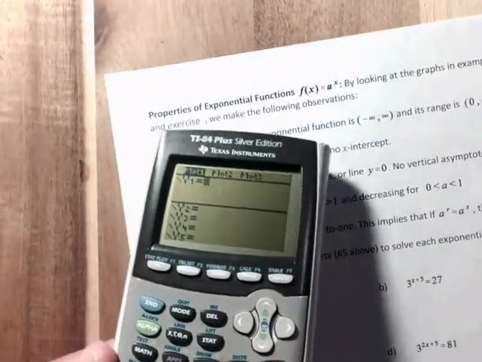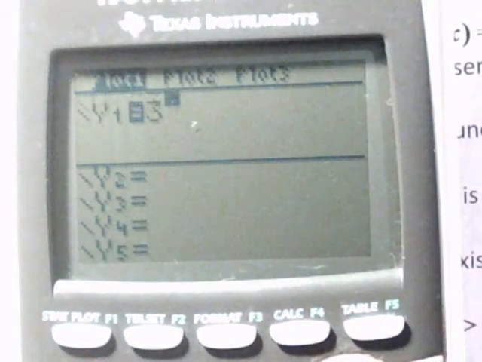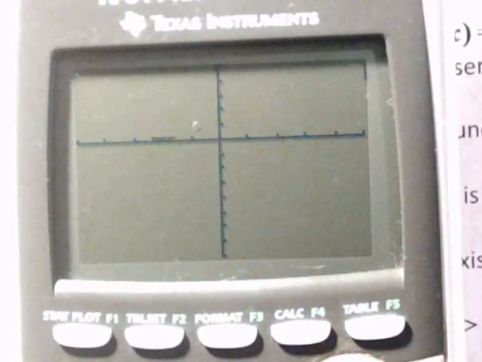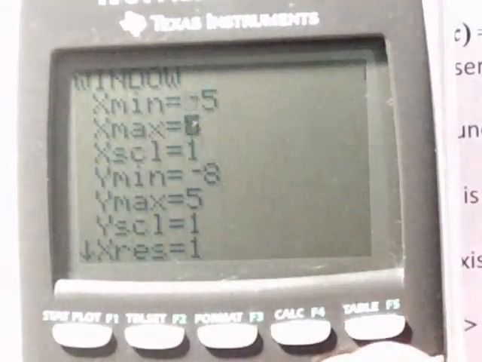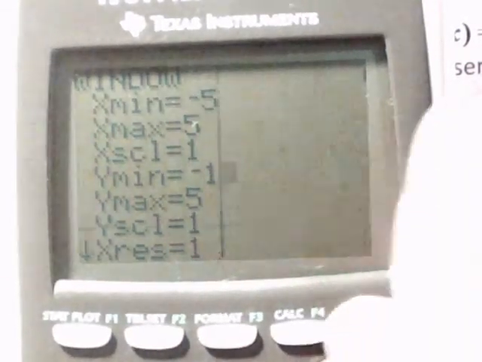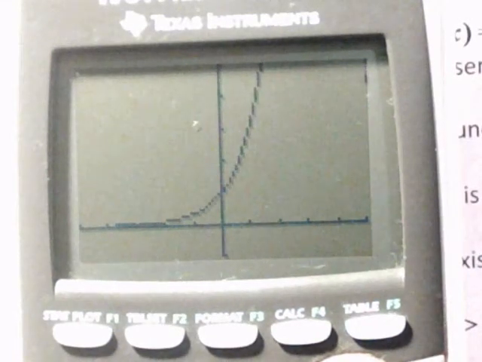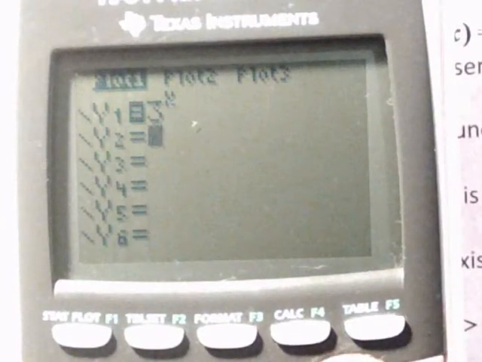I'm going to make it bigger here. Let me say 3 to power x, graph it. This is increasing. Let me change my window. This is increasing.